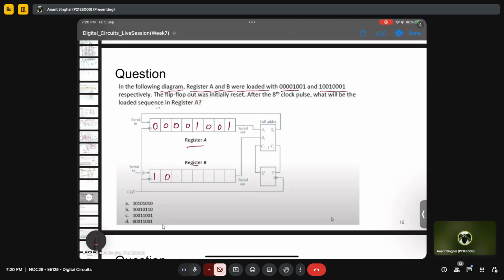This is 10010001. The flip flop was initially reset. So this is the flip flop, which is the T flip flop, it is saying. Let me make it clear. So this is CI minus 1, this is CI, this is BI, this is AI, this is SI. So this is a full adder. And the question is saying after the 8th clock pulse, what will be the loaded sequence in register A?